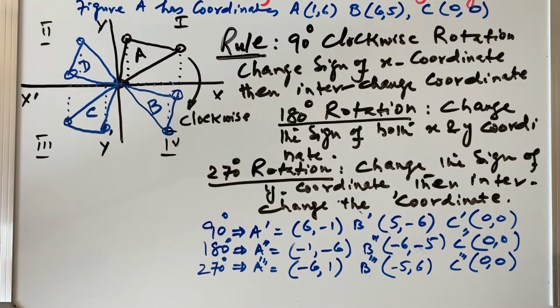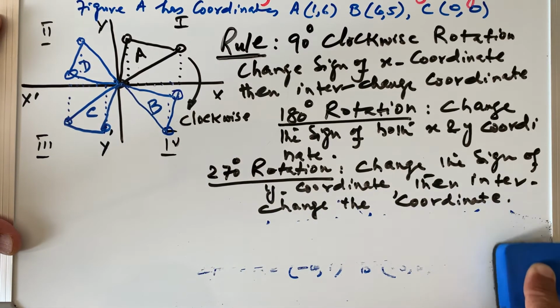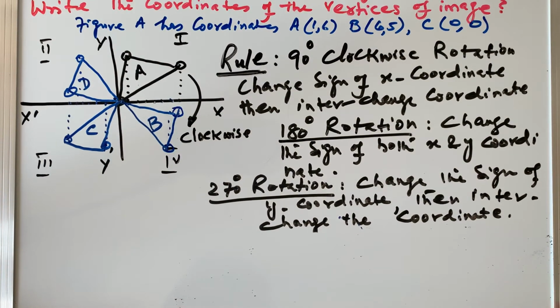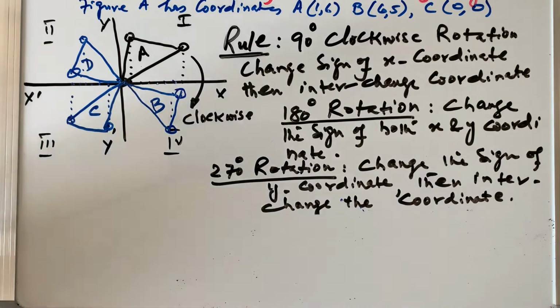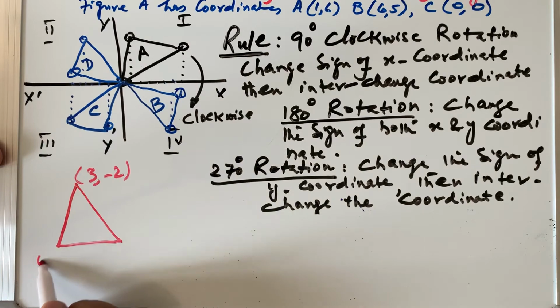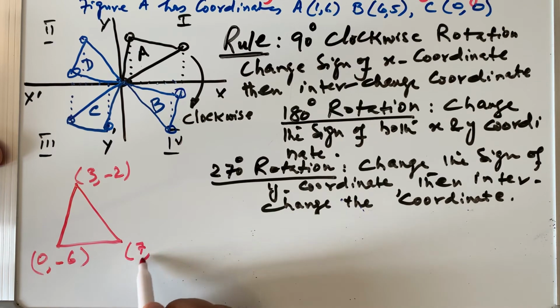And to understand it more, one more example I can give you here before the end of the class. So the rules remain the same. I am not wiping out the board for the rules. Rules are there, right? And the rules are the 90-degree rotation, 180-degree rotation, and 270-degree rotation. So now my question is that a triangle is given. Let's say any triangle. And the coordinates are given: (3, -2), (0, -6), and (7, -8).